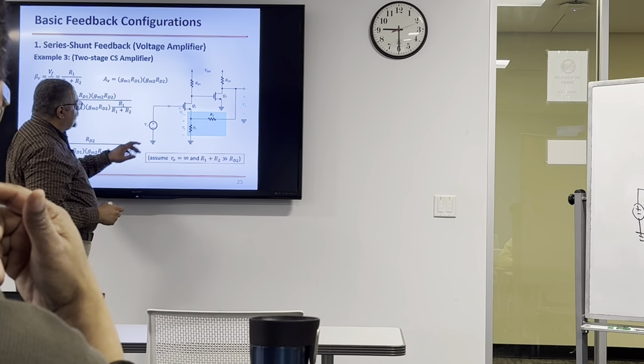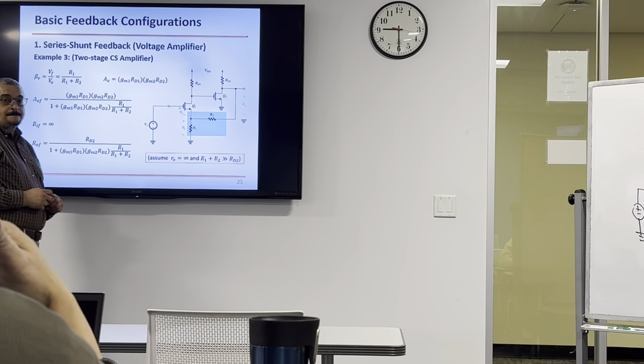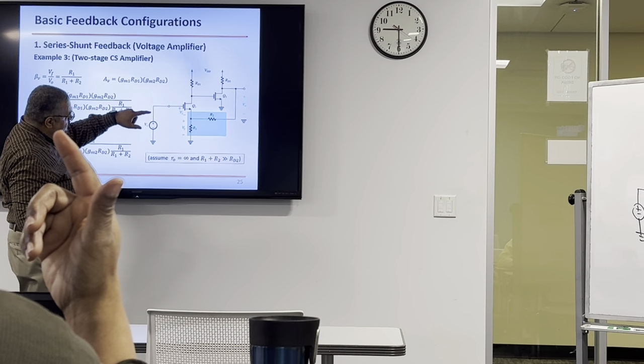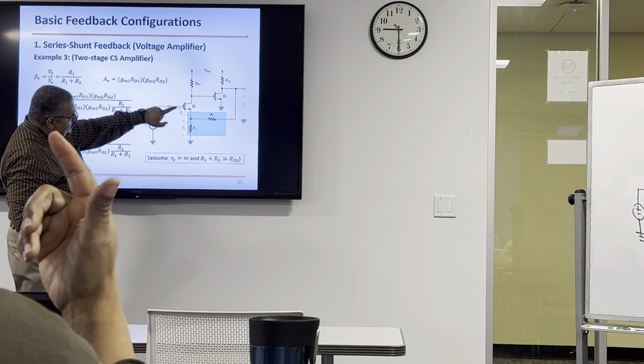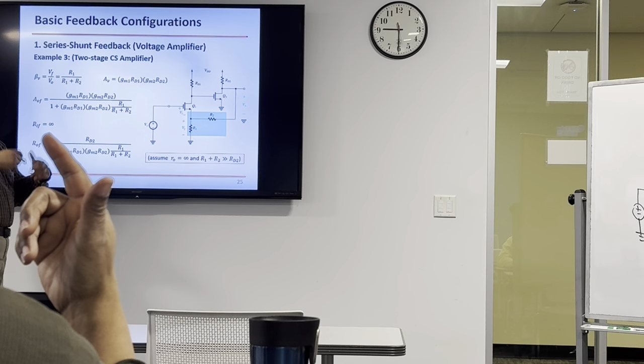Can you give me the relationship between Vs, Vi, and Vf, with these polarities? Vs, positive, negative. Vi, positive, negative. Vf, positive, negative. So can you write the KVL?